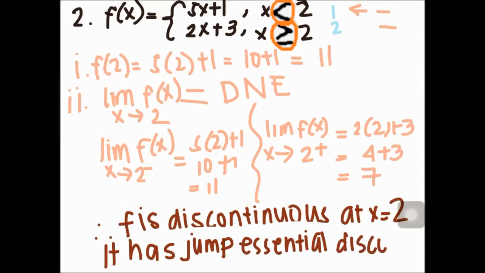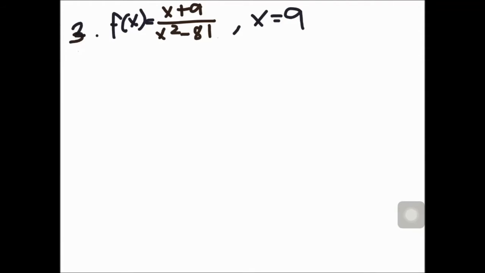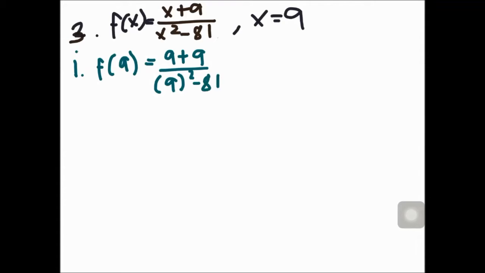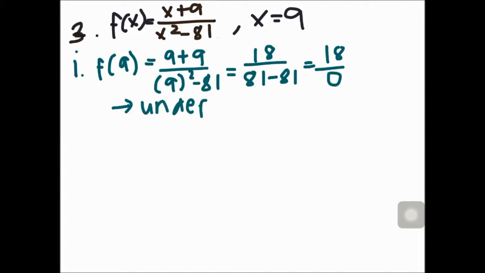For the third example, we have x plus 9 over x squared minus 81 at x equals 9. Evaluating f of 9, we get 9 plus 9, which is 18, over 9 squared, which is 81, minus 81. This gives us 18 over 0, which is undefined, so it does not exist.